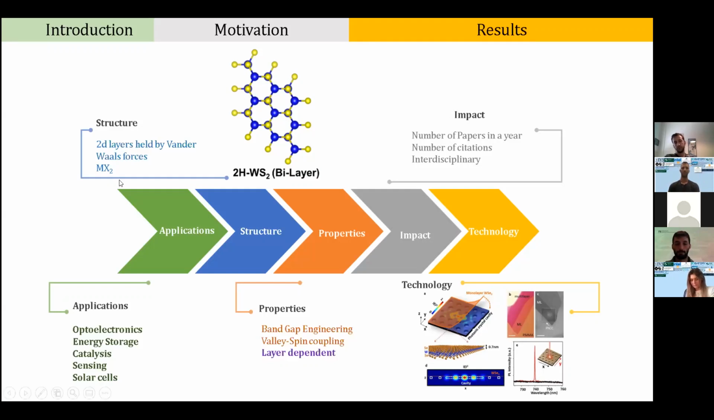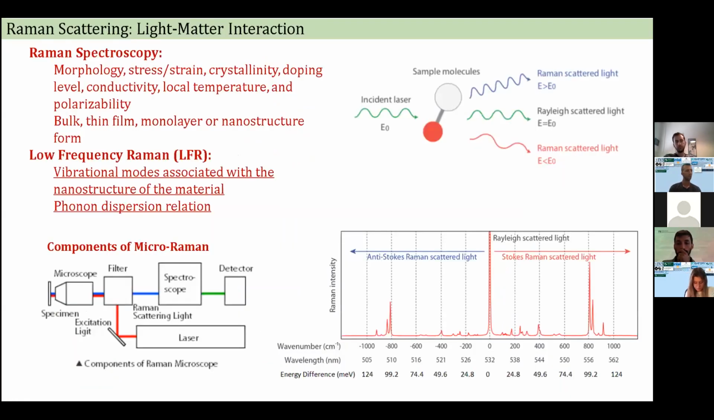As I have shown here, the structure is basically 2D material layers held by van der Waals forces, and I've just given a representative image of the structure of tungsten diselenide. We've worked on Raman spectroscopy, and this is just a brief outline of what Raman spectroscopy does.